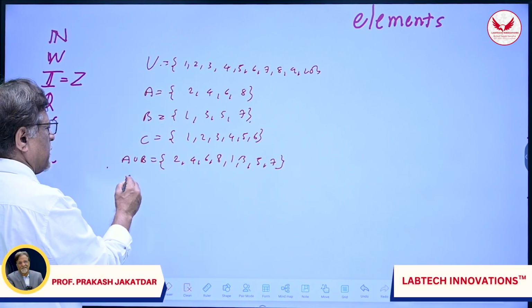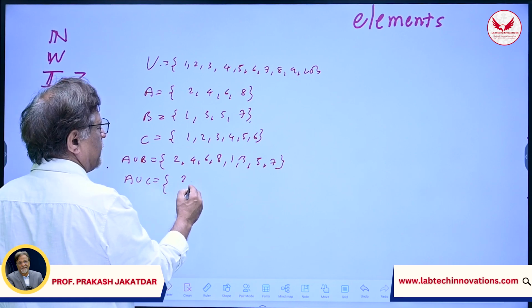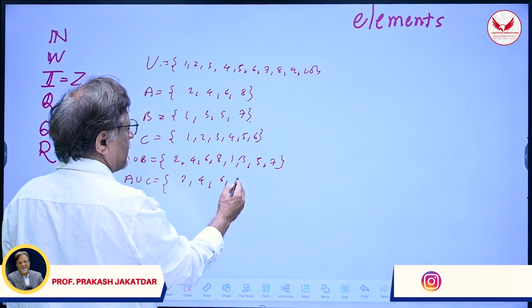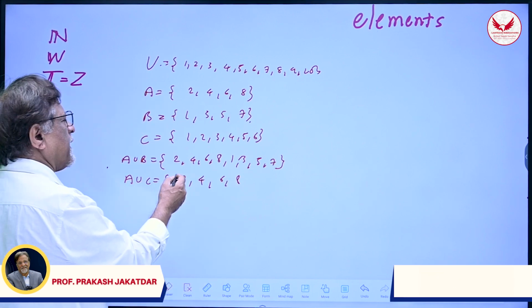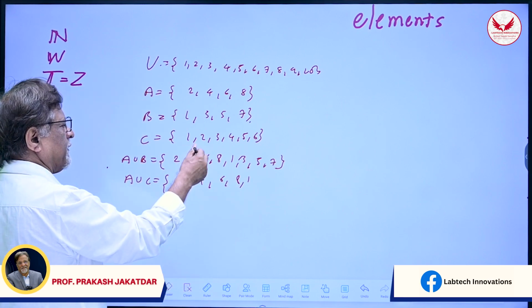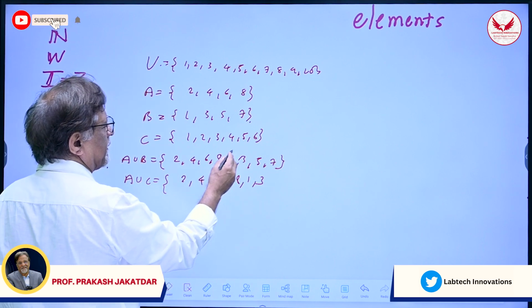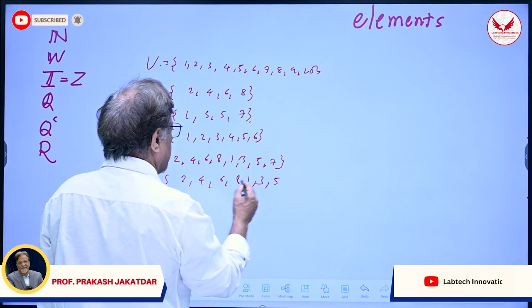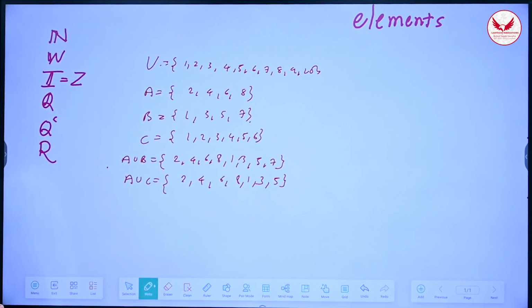What will be A union C? For A union C, write all the elements from A: 2, 4, 6, 8. And now all the elements of C which are not already included. For example, 1 was not included, so 1. But 2 is already there, so it's not written. 3 was not included. 4 is already there. 5 was not included. And 6 is already there. So therefore, this is A union C.